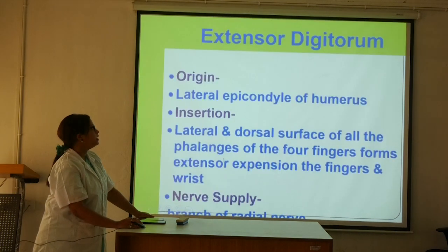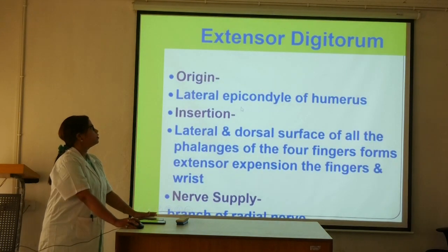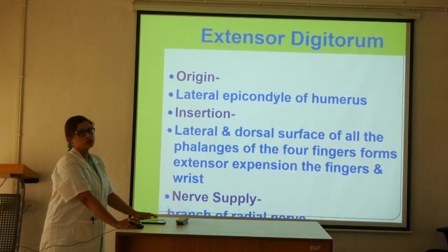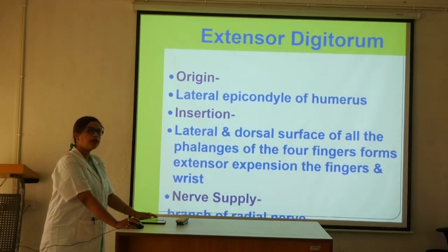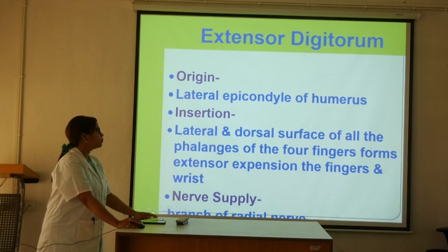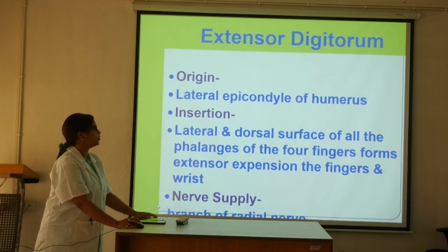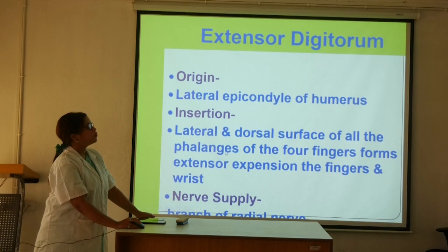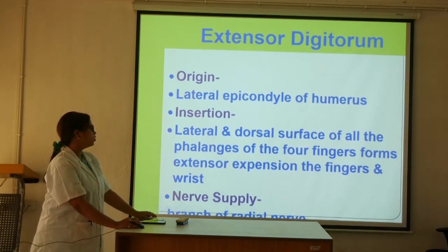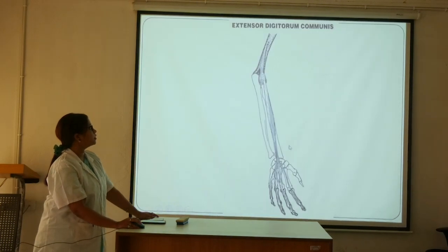Then extensor digitorum. Do you know its origin is also known as the common extensor origin, from the lateral epicondyle, unlike the common flexor origin, which is medial. This one is the common extensor origin. And insertion is where? To all the phalanges of the four fingers through the extensor expansion of the fingers and wrist. Where is it going? Four fingers, the remaining four, without the thumb. And nerve supply is again the radial nerve. You see how it is going?